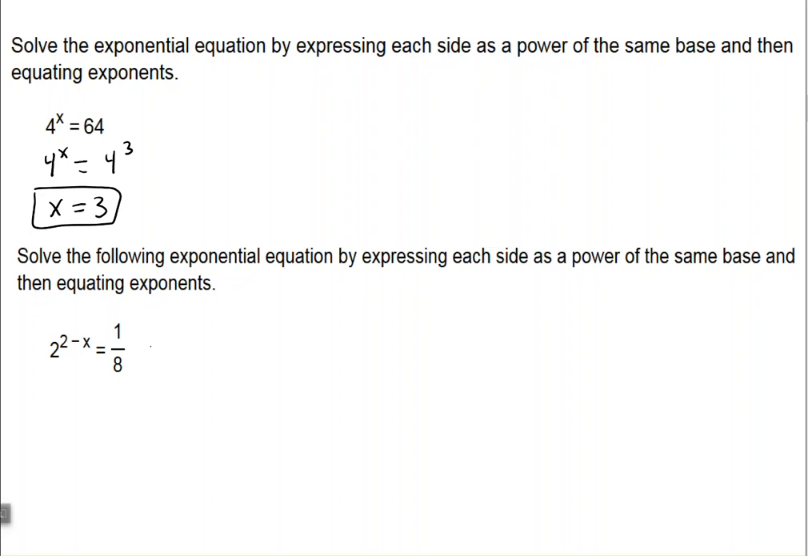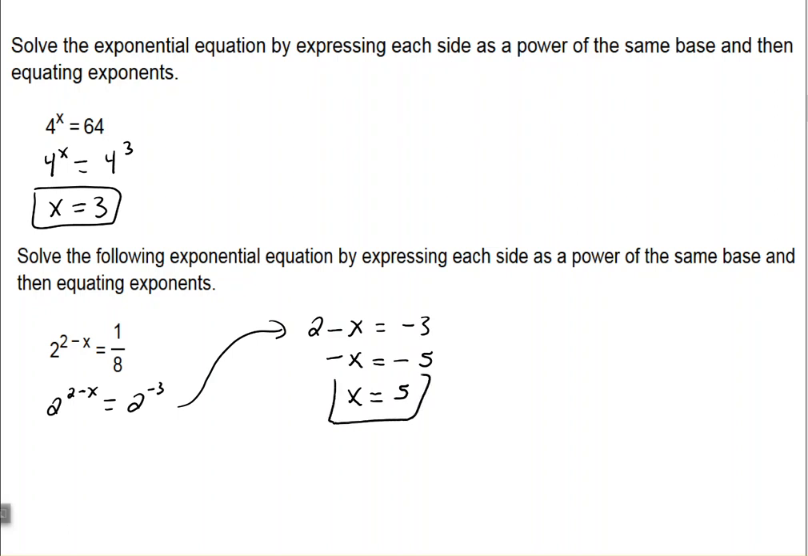So now I can rewrite this as 2 to the negative third power. And since they have the same base, I can now set those exponents equal to each other and solve the equation. So subtract 2 from each side and then divide both sides by negative 1. We have x equals 5.